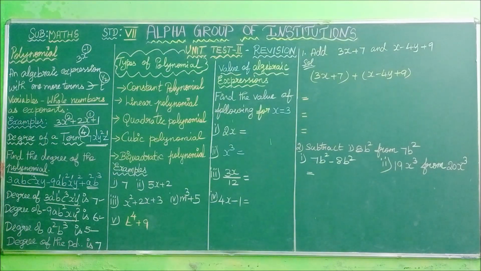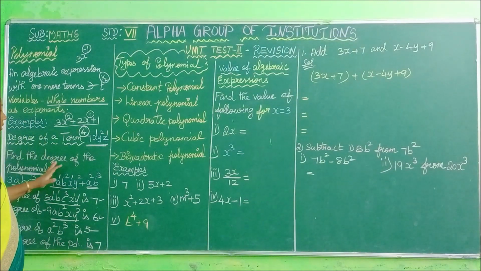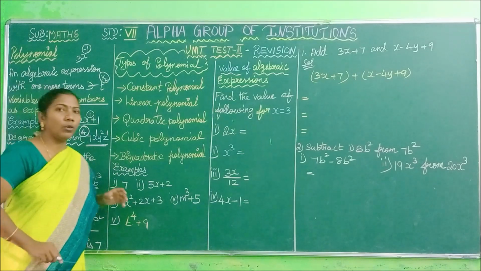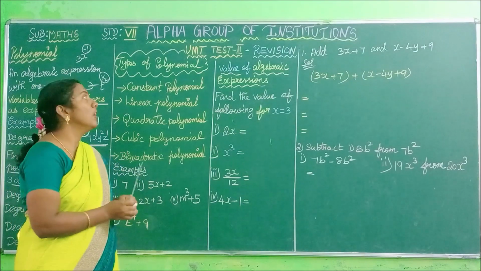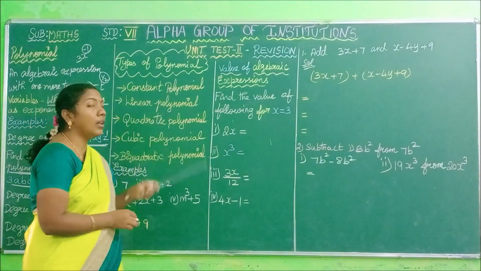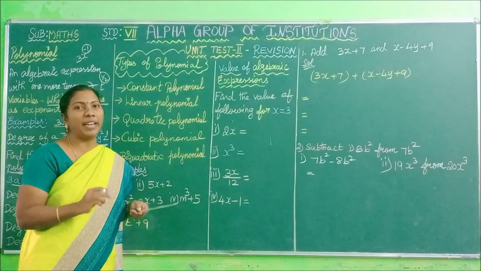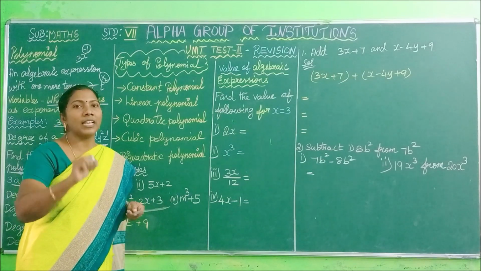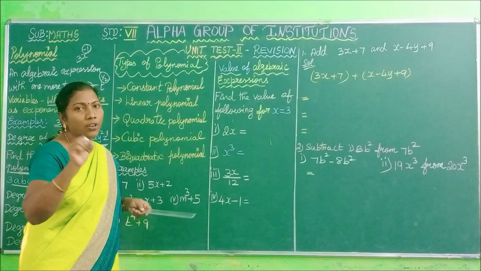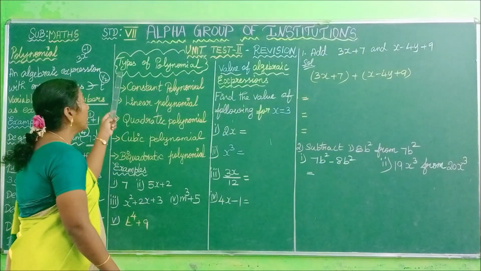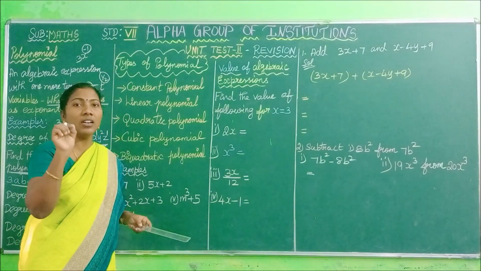Okay, do you understand, children? Next we are going to see types of polynomial. How do we classify a polynomial? Based on the degree, we are classifying the polynomial. Already we have seen monomial, binomial, trinomial, which is the classification of algebraic expressions. This is the classification of polynomials, so find the difference, children. Types of polynomial based on degrees.